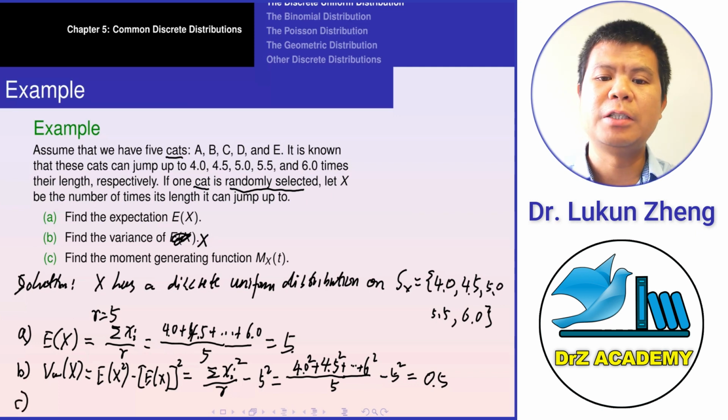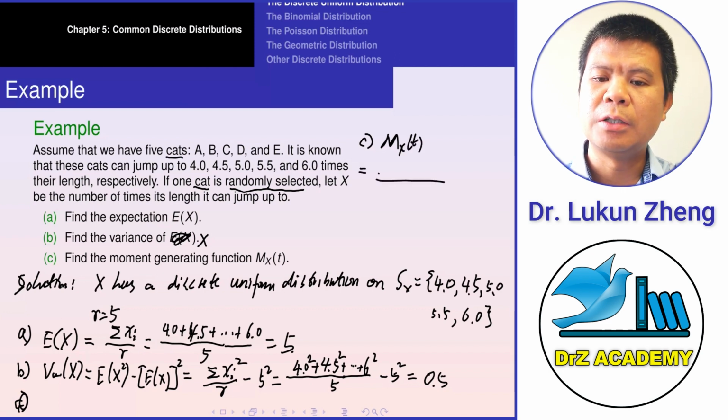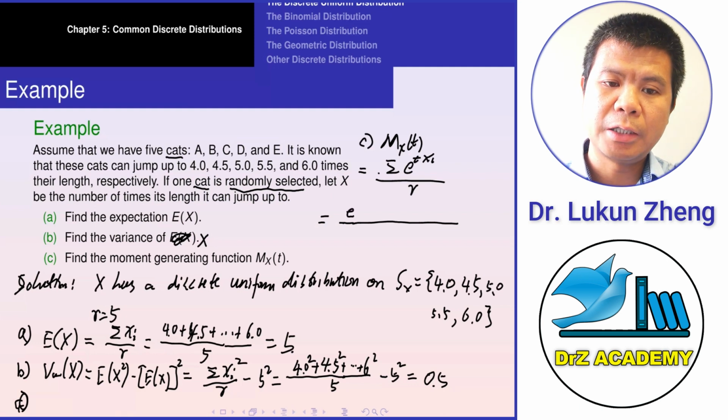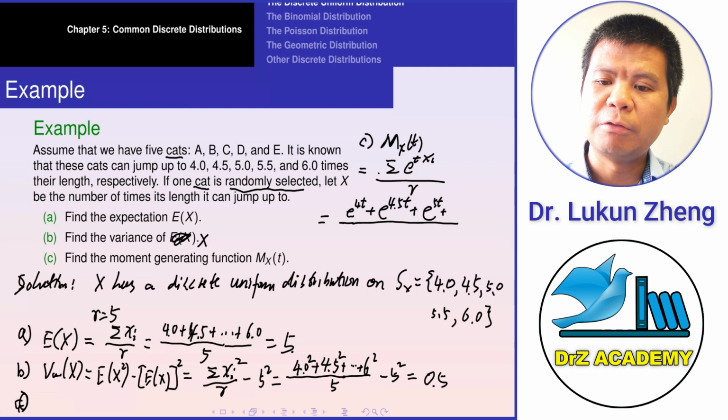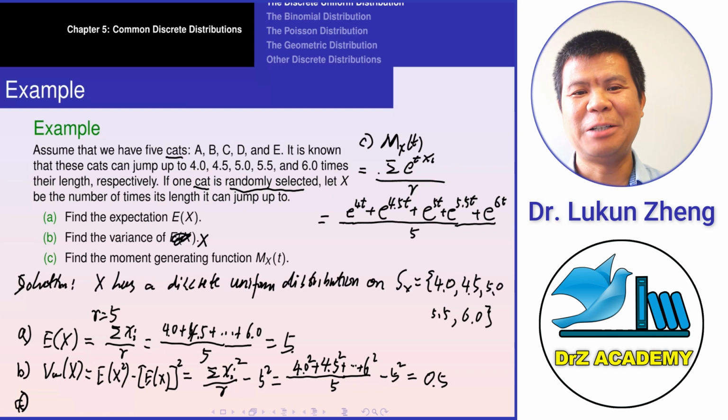So I'm finding the moment generating function. So I'm going to write here. The moment generating function of X equals, as we know, a summation of e to the power t x_i over r, which equals e to the power 4t plus e to the power 4.5t plus e to the power 5t plus e to the power 5.5t plus e to the power 6t, all over 5. That's it. So that's going to be the moment generating function.